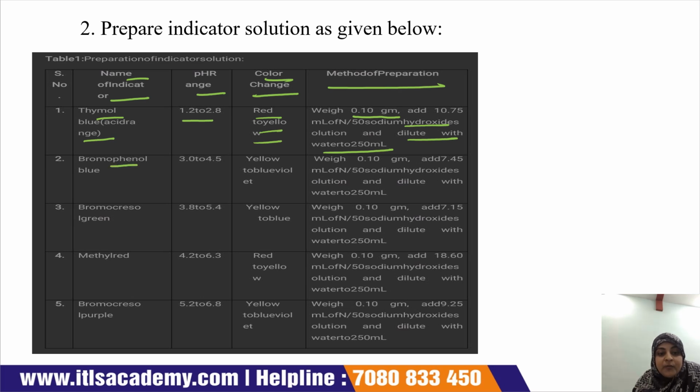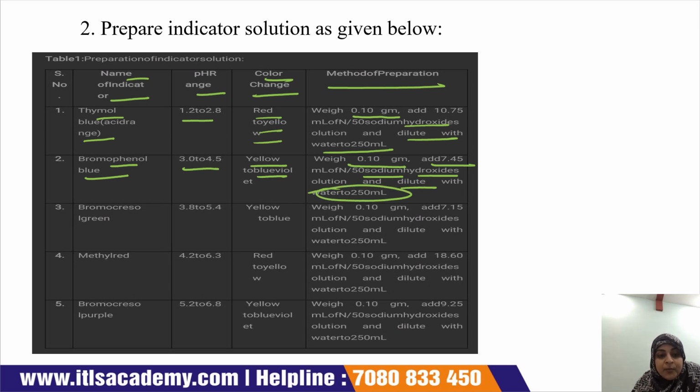Next chemical is bromophenol blue, whose pH range is between 3 to 4.5 and the color range is yellow to blue. Weigh 0.10 gram, add 7.4 ml of N/50 sodium hydroxide solution and dilute it with water to 250 ml.